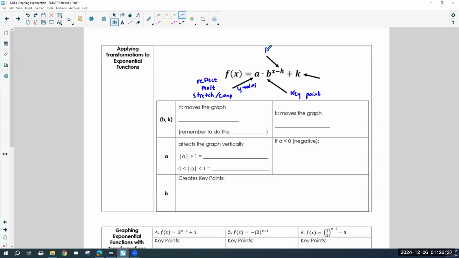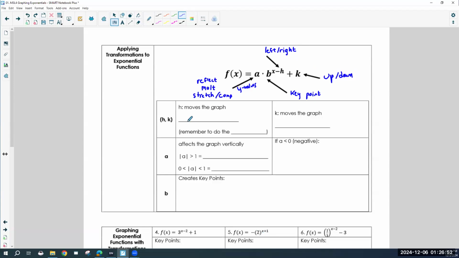H and K are not complicated at all. They're still your left-right. For H, remember opposite H, so whatever you see in the equation will be opposite. We'll look at an example down here. And K is your up-down movement. K is exactly what you see.